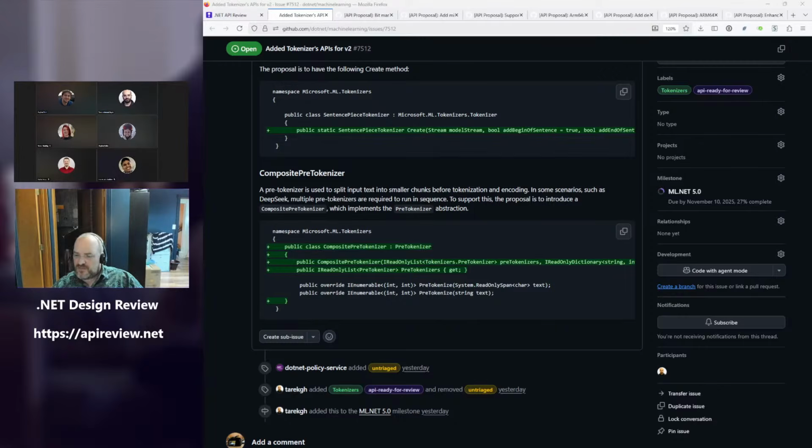Could almost call it a pipeline. I don't know, it's probably overused. I mean, pipeline does suggest order. So pre-tokenizer pipeline? Pipeline pre-tokenizer? Pre-pipeline tokenizer?